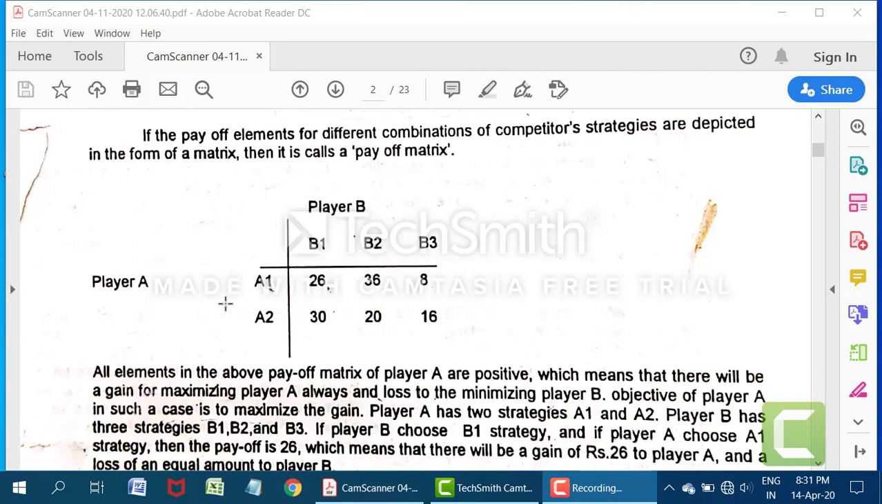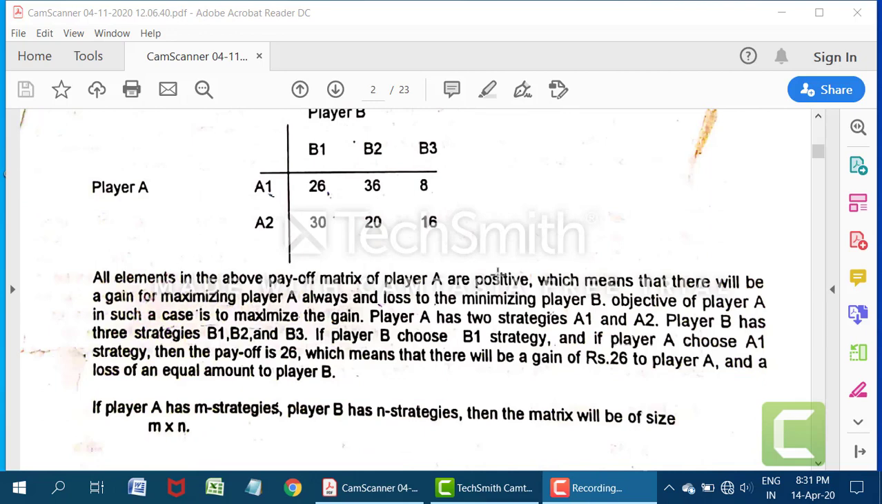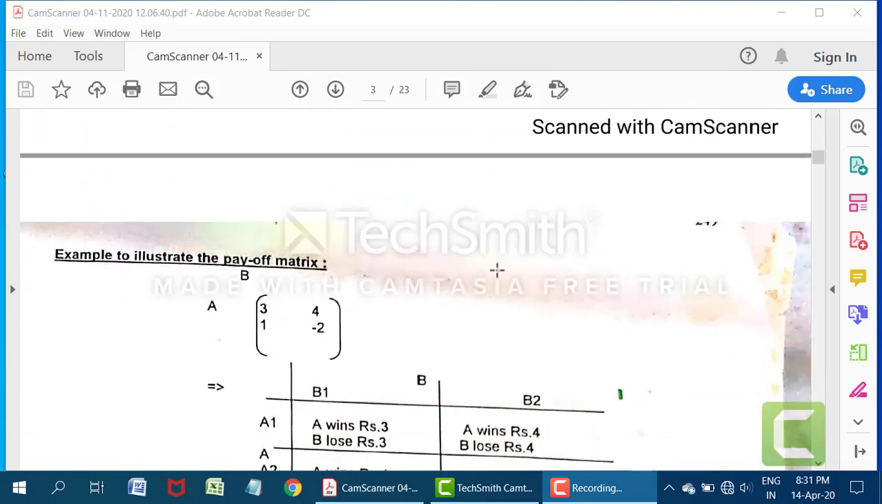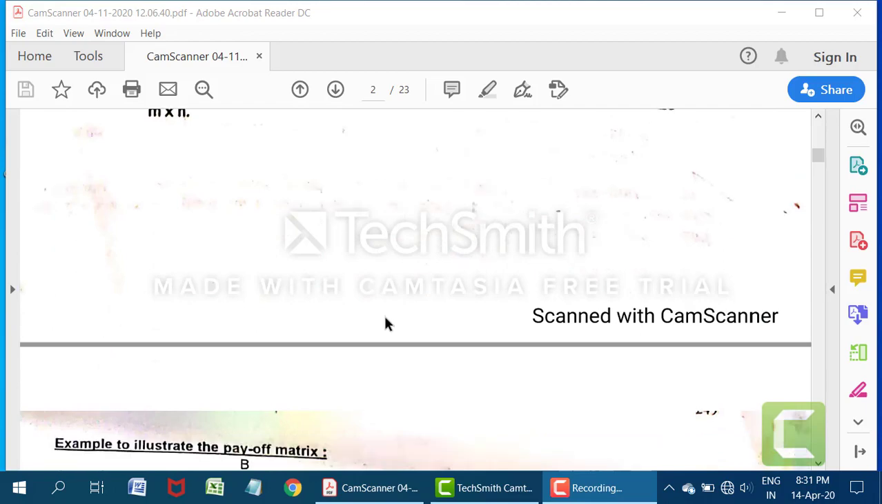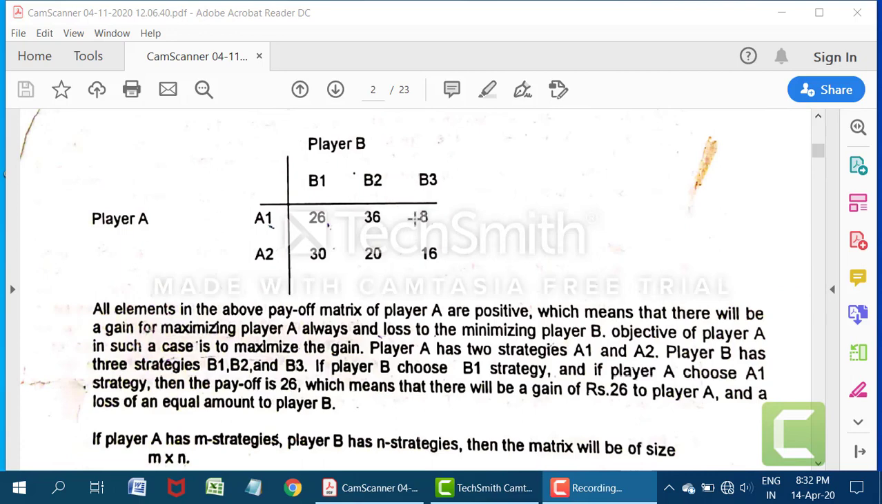A lengthy description, rules and all will be there, and the available courses of action for each player. For each combination of the strategies, if they play, what will be the outcome? That will also be given in the problem, either in descriptive format or directly in the form of a payoff matrix. So once the payoff matrix is given, you need to find the solution for the game.